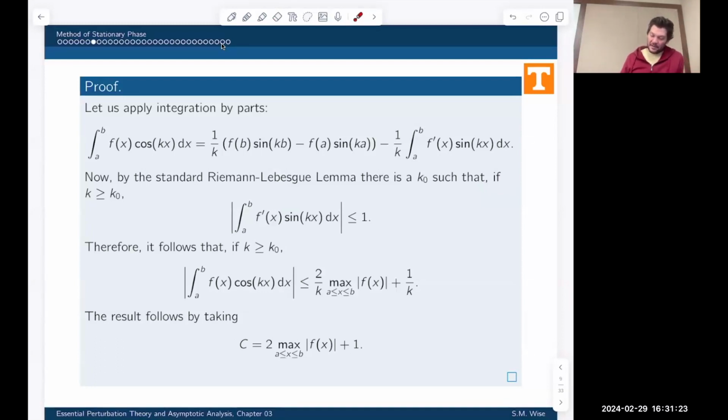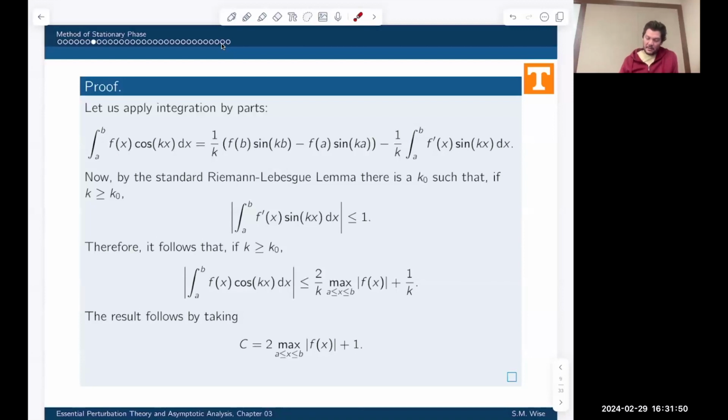We're going to take v to be f and du to be cosine kx dx, right? And then we use our integration by parts formula. I won't write it because you know it by now. And so we have a boundary term, and then we have negative the integral of, what is it? It's u dv. Okay, so now let's do some estimation.